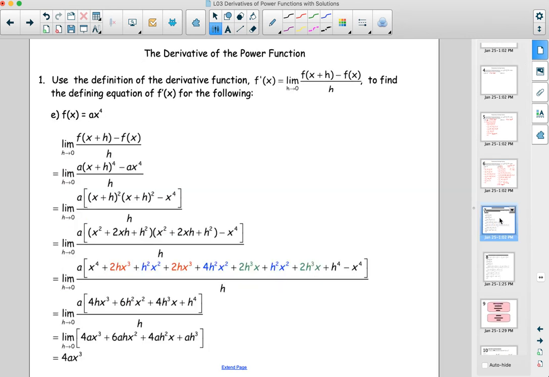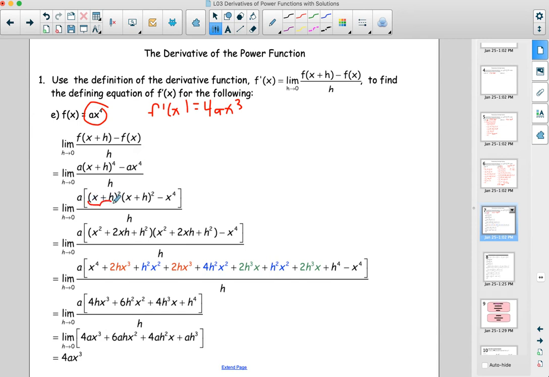All right, now in this particular one, I'm just going to walk you through what it would look like for ax to the fourth. I know what to expect. I'm expecting that f prime would be 4ax cubed. So plugging into the function here, I'm now going to have a times (x plus h) to the power 4 minus a times x to the fourth.